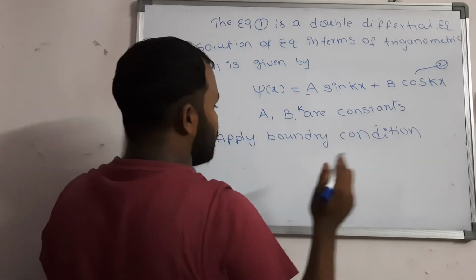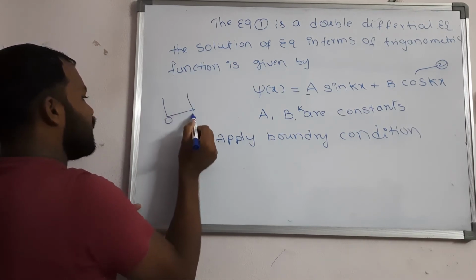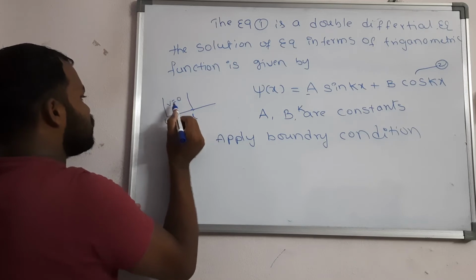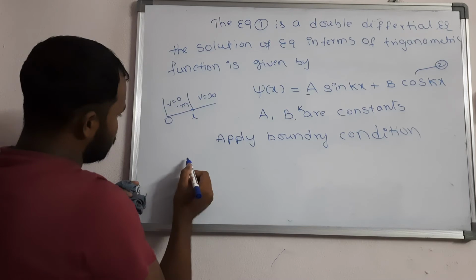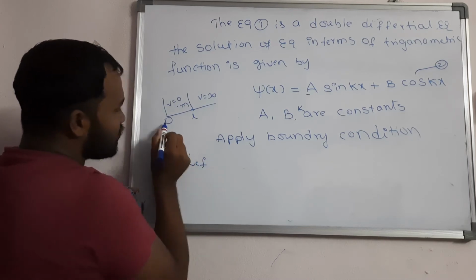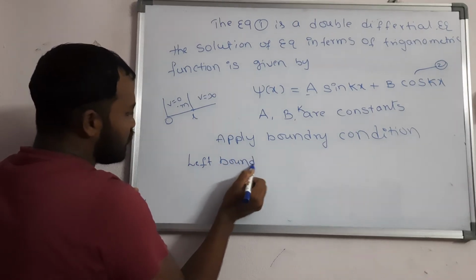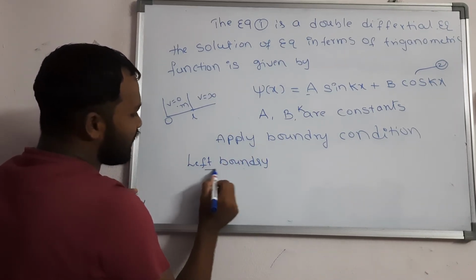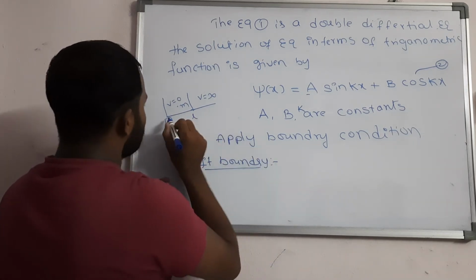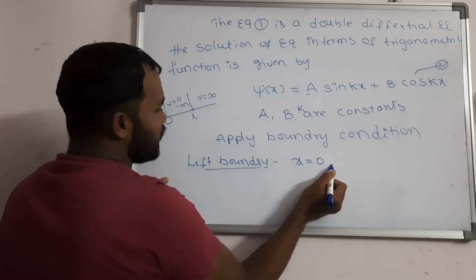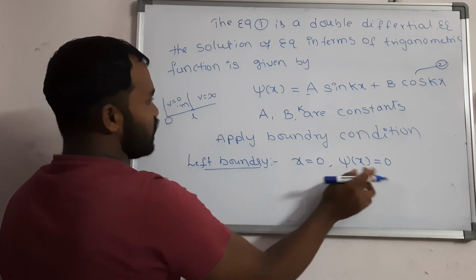If you observe the diagram clearly, here is 0, here is L. Inside the box the potential is 0, this is the particle of mass m, and outside the box the potential is infinity. First write the left boundary. For the left boundary, x is equal to 0 and psi of x is equal to 0, so the wave function is 0.